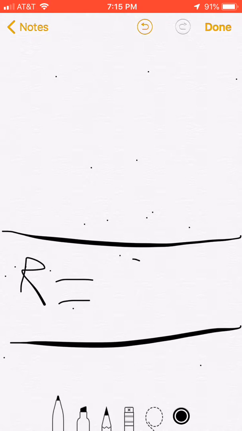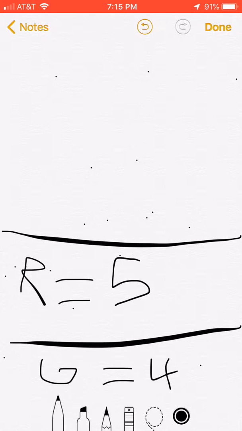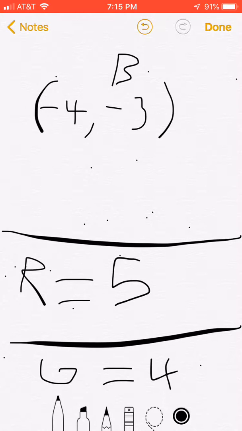Red line, we already know equals 5. And green line, we know equals 4. But the blue line's points have changed a bit. This time, the blue line's points are (-4, -3) and (-3, 2). So now, calculate the blue line slope and see if the new blue line slope is parallel to the red line or the green line. So, solve that. Pause the video here and solve that problem.